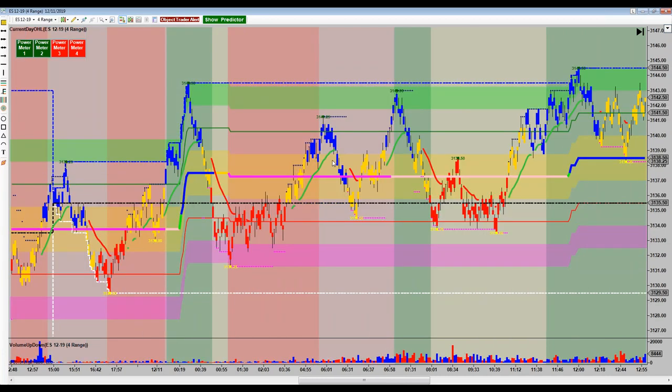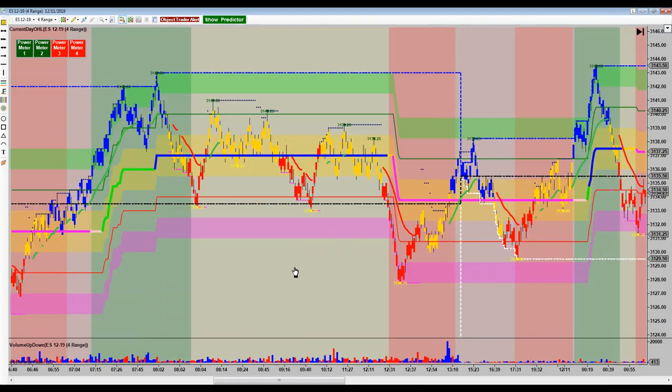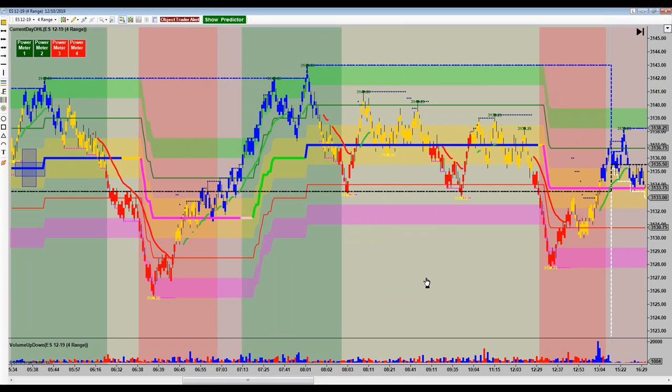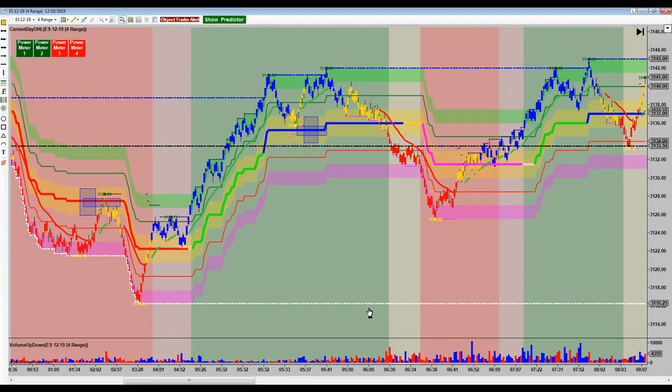How about this day? Range bound and choppy, tight range. I'd have to go back and look at my notes on this. Same here. Range bound and choppy, staying within the confines of the upper bound and limit. Here's an example where we started to go up and then it reversed.